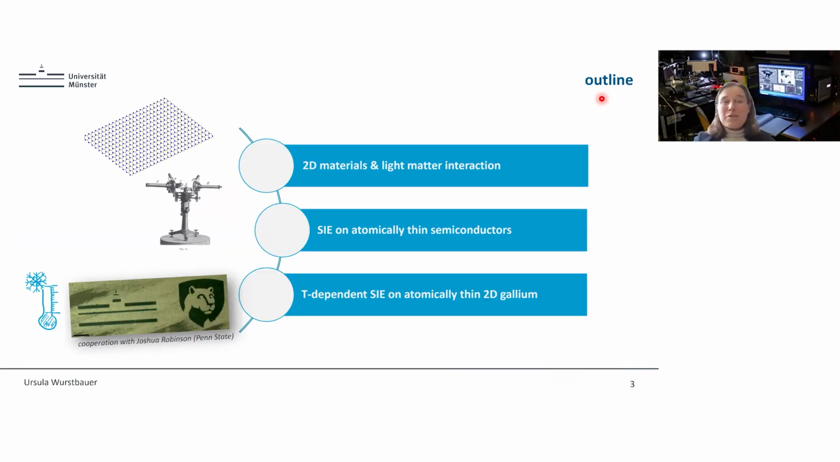The outline, very briefly: first of all, I would like to introduce 2D materials and the light-matter interaction, which is relevant in the course of this presentation. Then I will show a few showcases on atomically thin semiconductors, just to give you an idea what we can do with this methodology. And then the main focus of today's presentation is temperature-dependent spectroscopic imaging ellipsometry on atomically thin 2D gallium films. On the left-hand side, you see already one of those films, patterned as the logos of the two universities, and we will go to very low temperatures with those studies.